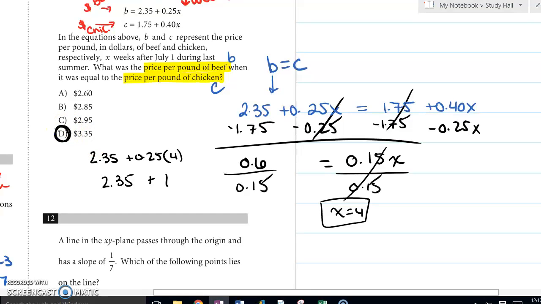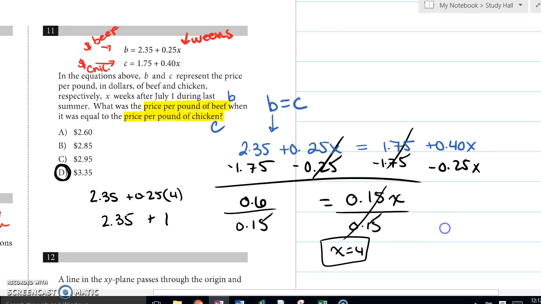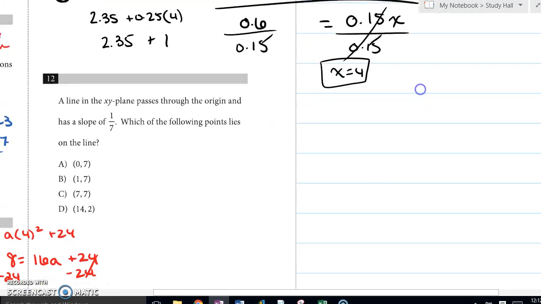Okay, so good systems of equations. Specifying which variable they want you to solve for is important. And there was just a lot going on here, but great question.